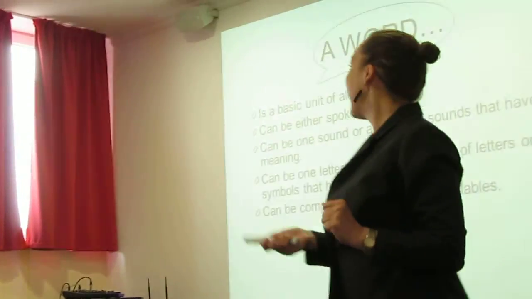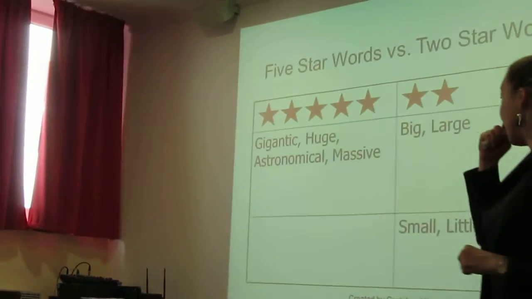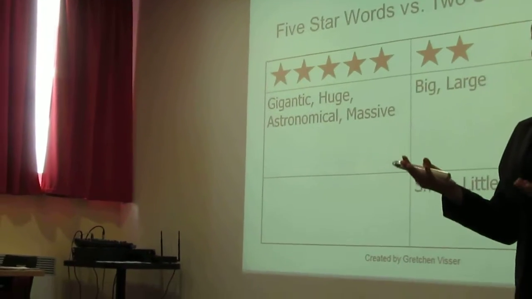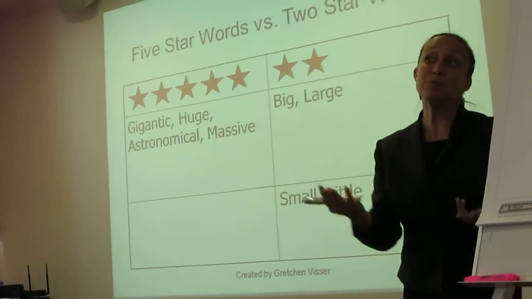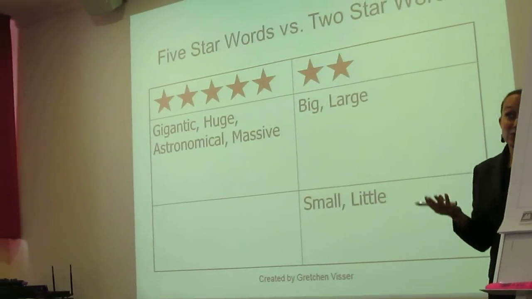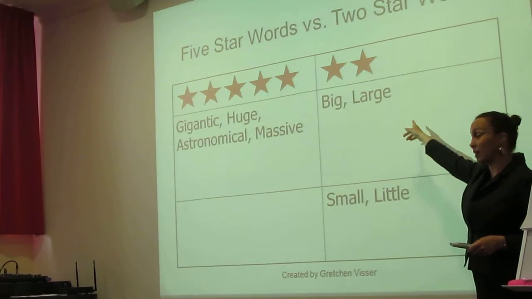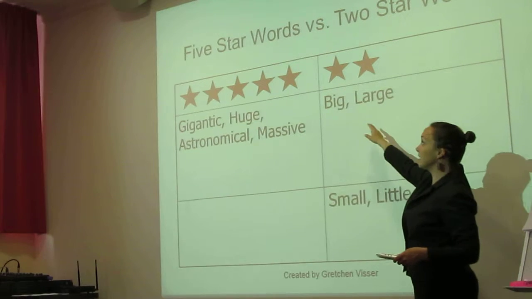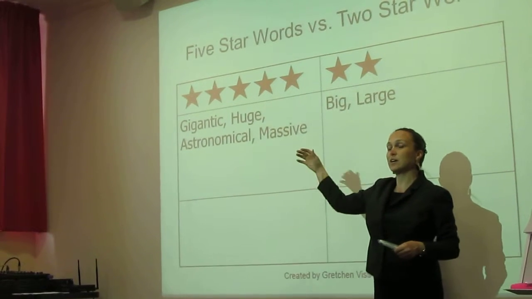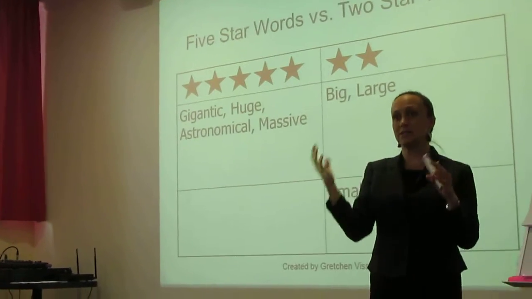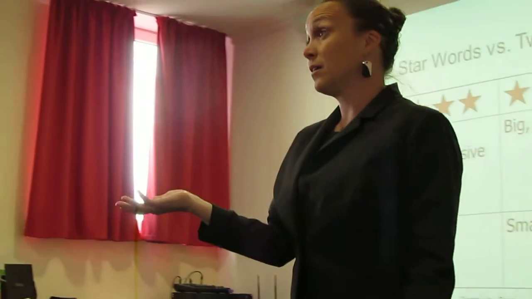Exactly. And that gets us to our next stage, right? For especially younger learners, having 5-star words versus 2-star words. So going into the complication of language and how it can be more exciting when you have nicer word choice, especially for writing. We have 2-star words being big, large, or small, little. And then the 5-star words, gigantic, huge, astronomical, massive. And having students create lists, especially for academic writing, like we talked about yesterday.